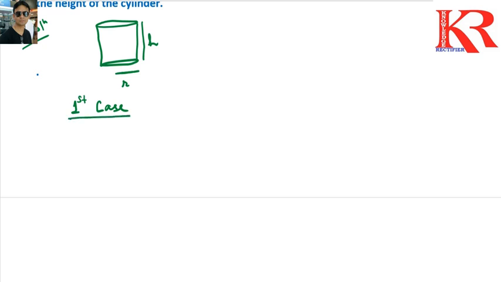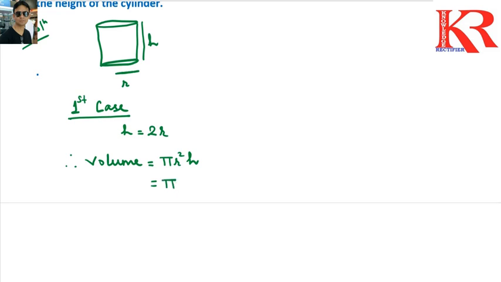According to the question, height is double of the radius. Therefore, what will be the volume? Volume is pi r square into h. Pi, what is your radius? r square. What is your height? 2r. So what will be your volume? 2 pi r cube decicentimeter cube will be the volume in this case, when your height is double the radius.